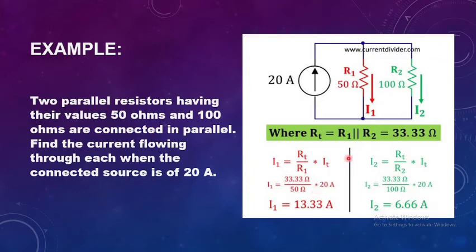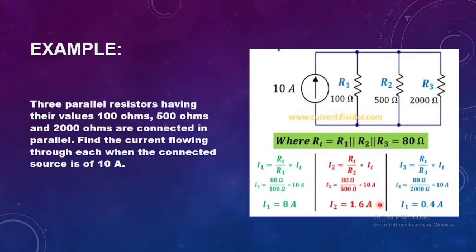So we have the total resistances is 333.33 ohms. So just multiply the total resistances divided by the R1, the 50 ohms, times the connected source of 20 amperes. So we have I1 13.33 amperes. And also for current I2, so just substitute the values. So we have I2 6.66 amperes.